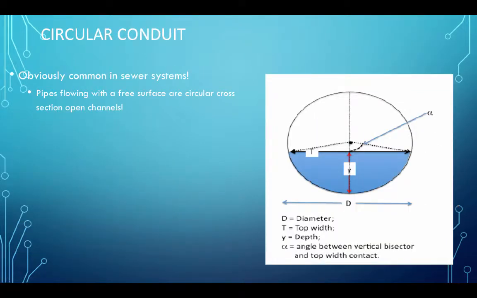Next one will be the circular conduit. The circular conduit is quite common in engineered systems, and they're going to be treated using the tools here. So here we have a pipe with diameter D. Here's a free surface in it at a depth Y from the bottom. The top width is shown as this solid line across here.